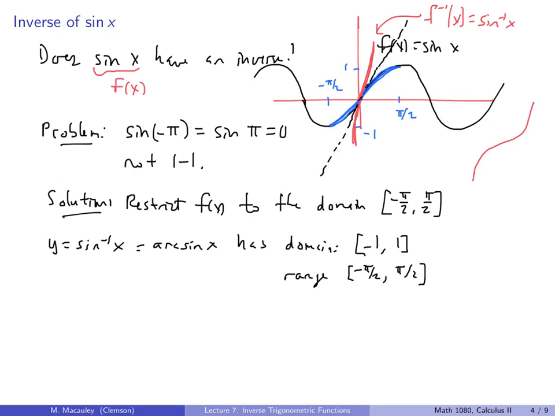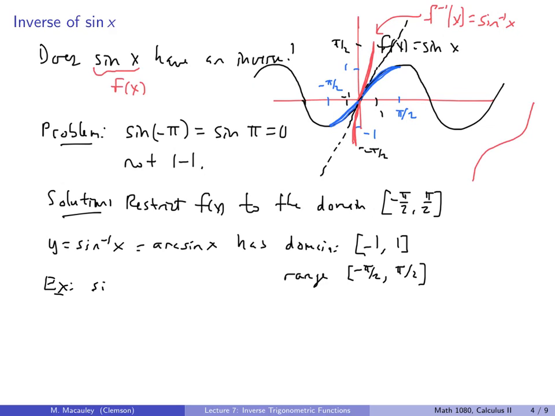Okay, so to label these axes again, this here is pi over 2. This down here would be negative pi over 2. And this point here would be 1, and this point here would be negative 1. And that negative 1 is where this lines up. Okay, so as an example, let's just do a quick example, just so we can get used to this.